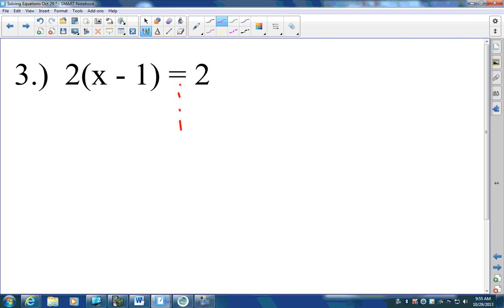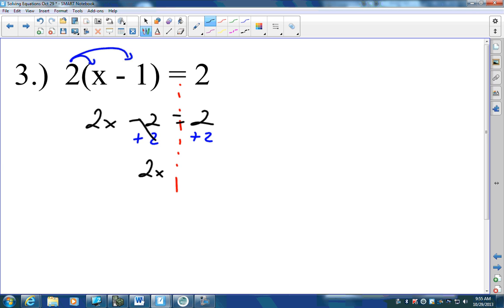So for this equation, I see that there is just the distributive property, and so I'm going to take 2 times x, 2 times negative 1. 2 times x, 2x. 2 times negative 1 is negative 2. And that equals 2. I'm going to add 2 to each side. 2x equals 4. Divide by 2. x equals 2. There are all the steps that I need to see for you to get full credit.